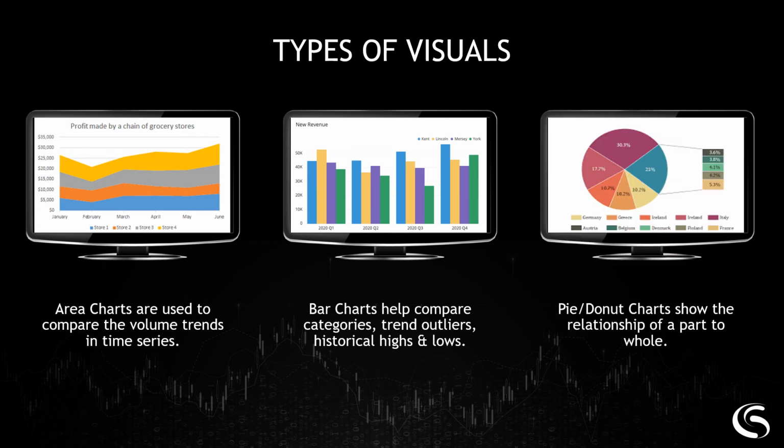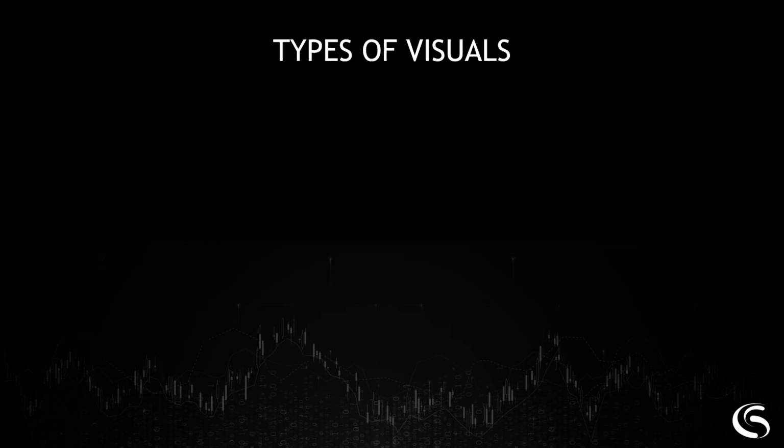Next is pie chart. Pie chart represents the relationship of a part to whole. The donut chart also does the same. They are usually used to visualize high-level data.